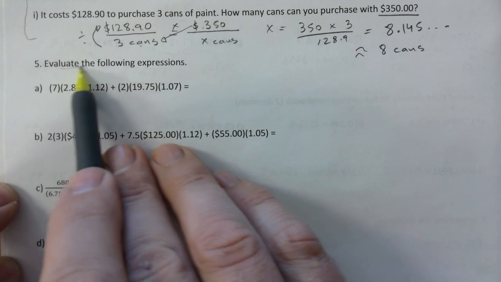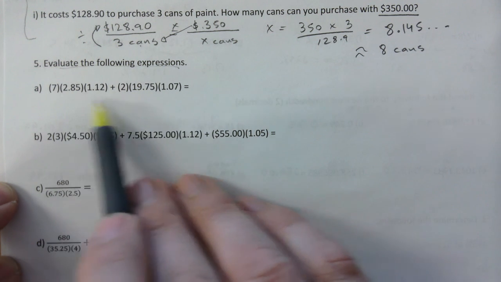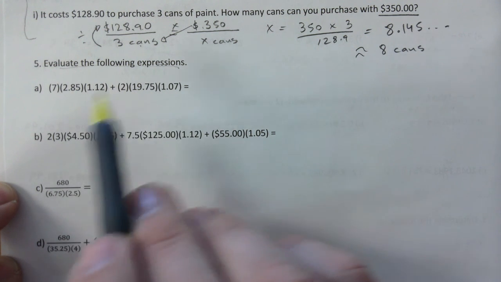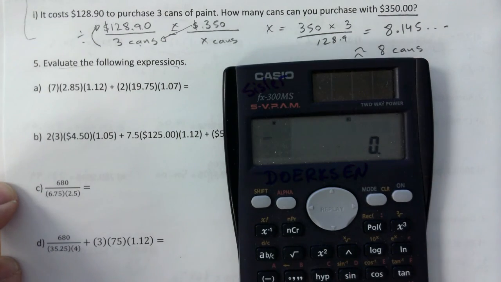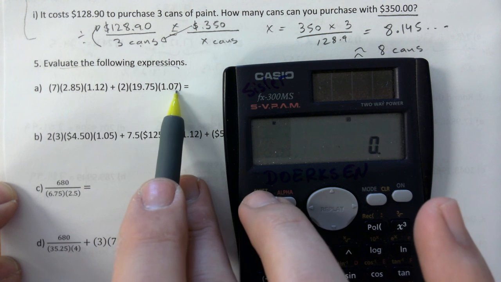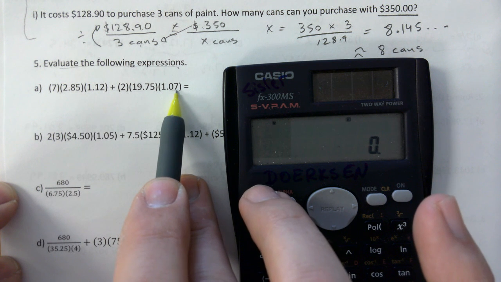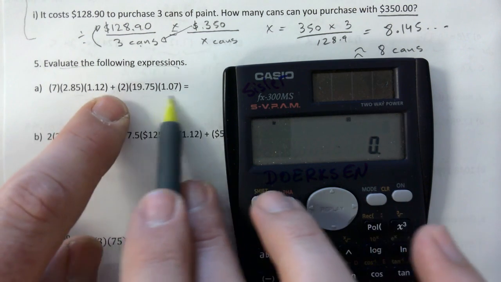Now it says evaluate the following expressions, and this is really using your calculator. Can you use your calculator to do this? Okay, so if you have a 2-liner like mine, you can actually type all of this in one shot and you get the answer. If you don't have a 2-liner like mine, then you probably have to do this in a step and then this in a step.